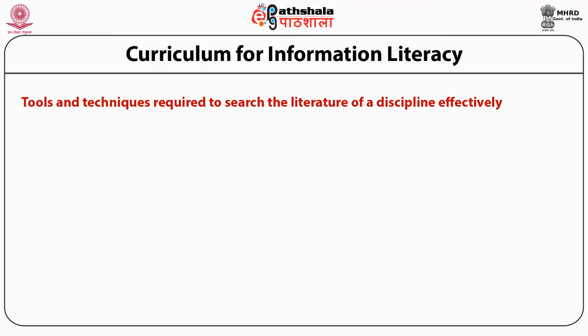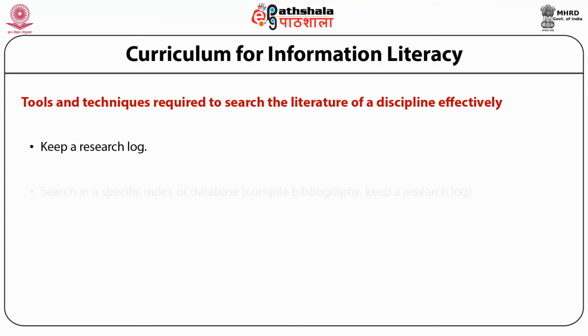Tools and techniques required to search the literature of a discipline effectively. Number 1, keep a research log. It involves recording sources consulted and why, keywords and subjects searched, results of searches, how searches were modified based on results, results of modified searches, etc. This gets students to think about the choices they make as researchers.